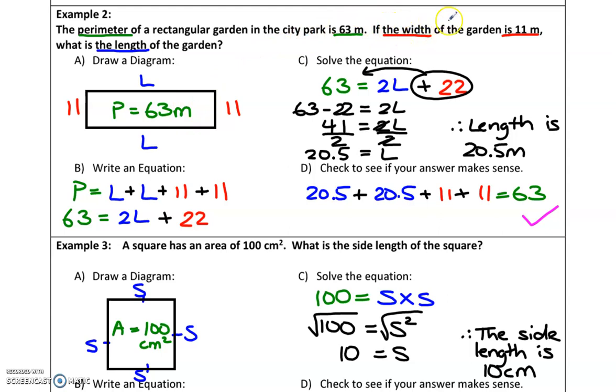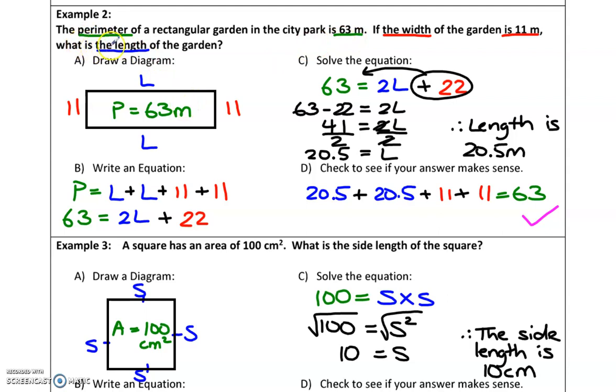If the width of the garden is 11 meters, okay, so the width is usually the shorter side. So here's the shorter side, and here's the shorter side. Both of those are 11. And make sure you just follow my colors. So the red right here is also the red right here. Okay, so the green for the perimeter, I just put in the middle.